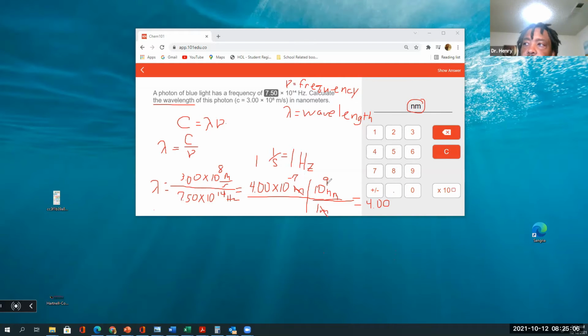So negative 7 plus 9. It's going to be what? Is it 2? Yep. So it's 10 to the second power nanometers. Okay. Do you guys see that?